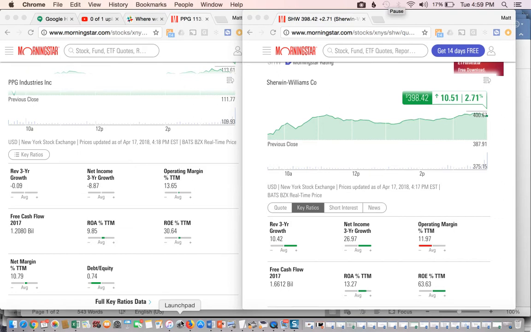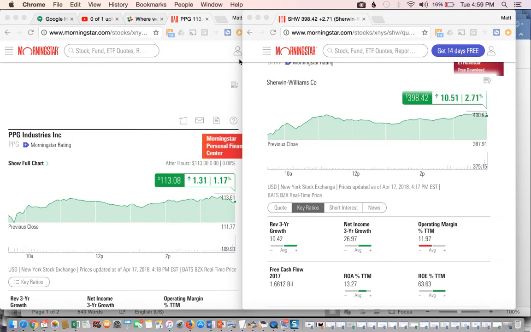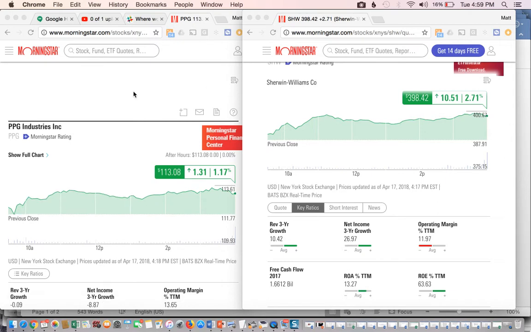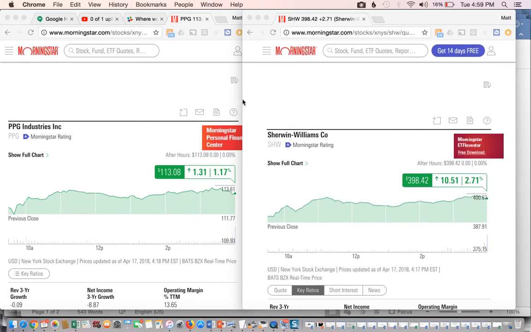All right, I want to give you guys some more clarity on the horizontal, vertical, and ratio analysis. So we're going to start with just pulling up the screen. I have these two side by side. I'm looking at PPG versus Sherwin-Williams.